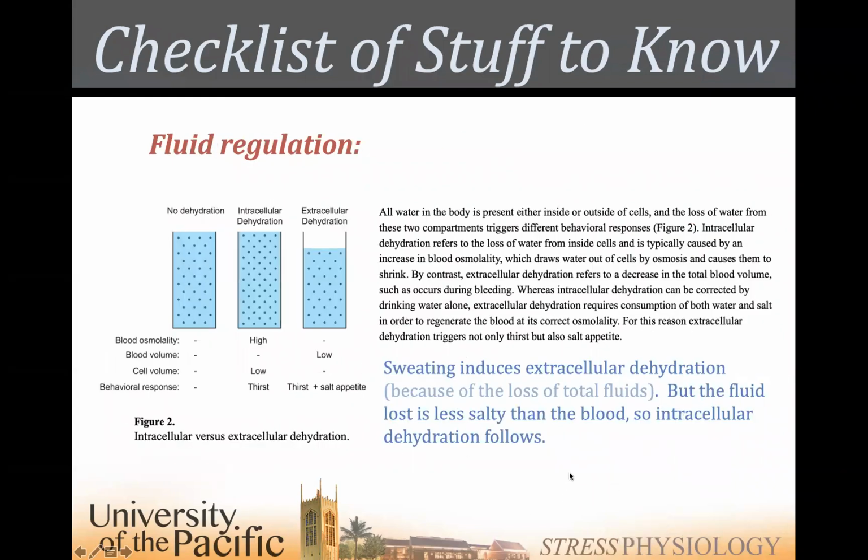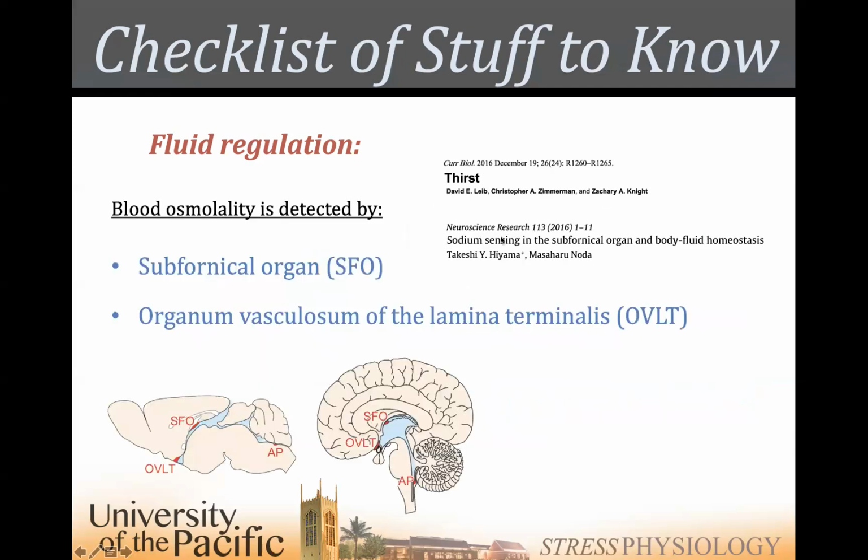Sweating, remember, we're going to lose more fluid than electrolytes. Even though sweat is salty, it's not as salty, right? The concentration of electrolytes is not as high as your blood. And so the first thing that happens is we're going to get extracellular dehydration. But then, as we lose fluid but retain some of our electrolytes, we're going to follow with intracellular dehydration, where the actual fluid departs the cell to go to the blood.